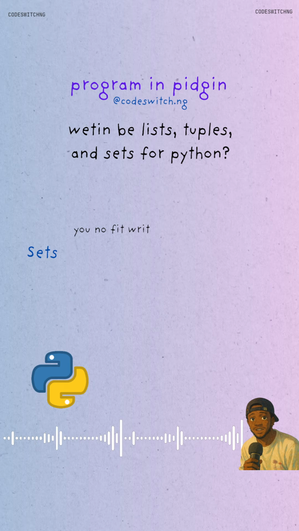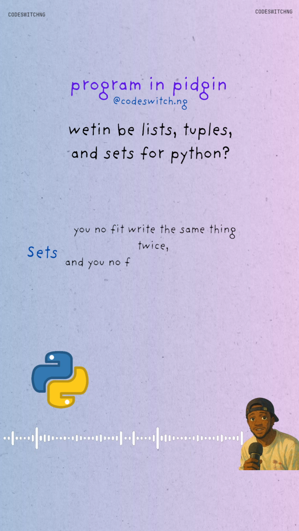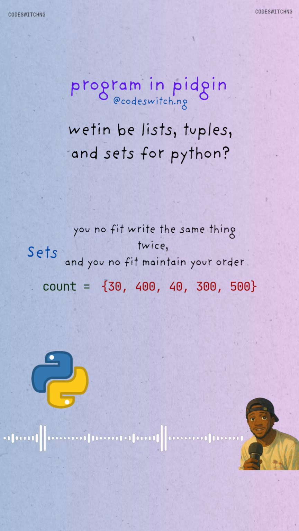Lastly, we get sets. The thing for sets be say you no fit write the same thing twice for sets, and you no fit maintain your order. E no matter if you add one thing first or last, the arrangement dey always change. Na curly brackets we take dey write set.